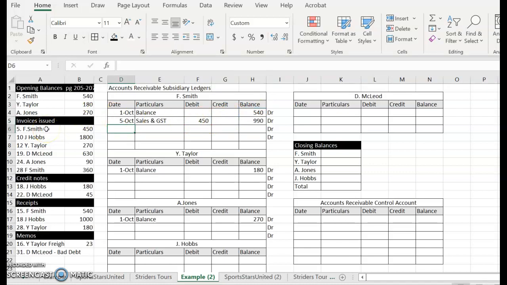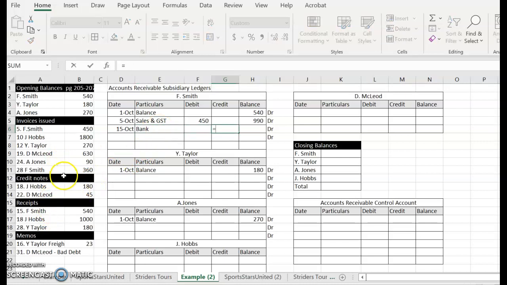Next one for F. Smith, try and find the order. We've got the 15th here. And on the 15th, they paid us. So because they paid us, we're going to put bank. And that will decrease how much they owe, so in the credit column. Equals, and we're going to minus that, 990. Basically, they paid our opening balance, which is good.